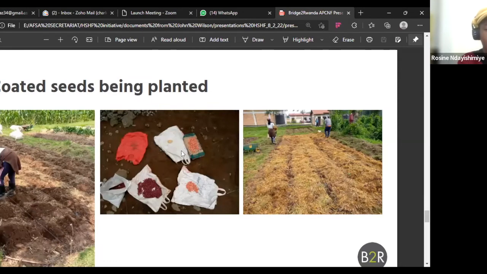So you can see the seed being planted in the middle after being coated with the Bijam Rutham. And then Leonie is making holes, planting stations to drop in different seeds for either maize and more. But you can see she's making a hole without tilling the whole soil. And then after doing that, we are using crop residue to mulch that field, as you can see on the last picture.